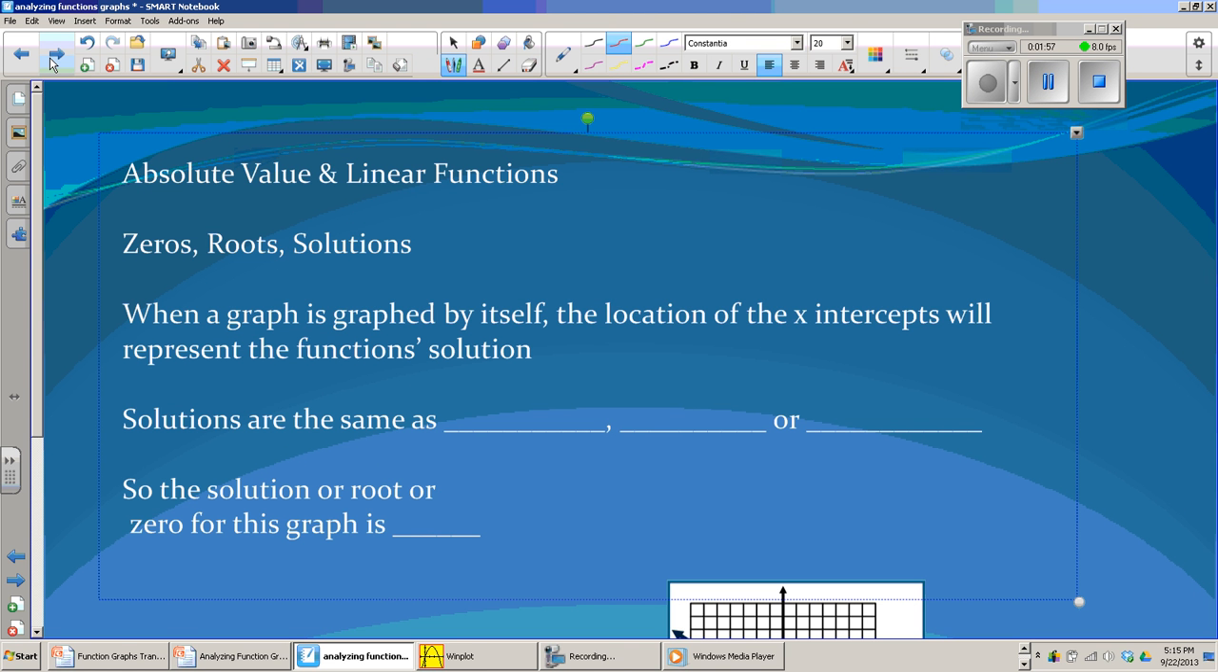Now let's look at roots and zeros and solutions. When a graph is graphed and we're looking at x-intercepts, we know the x-intercepts as solutions for the graph. But solutions can also be called roots, zeros, or x-intercepts. So it is important that we know these vocabulary terms are the same or indicate the same values.